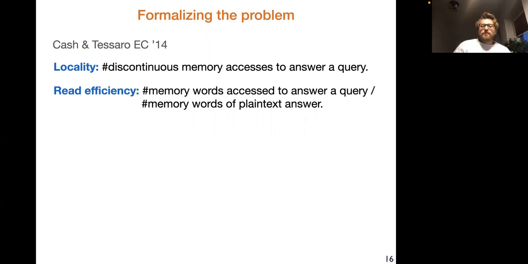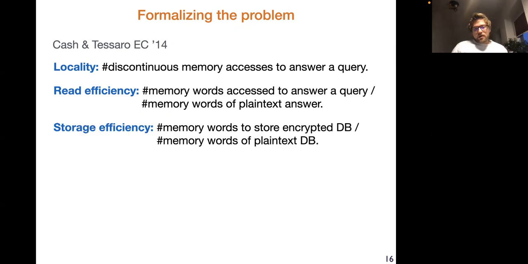So yeah, if both of these are low, then essentially you have very good memory efficiency, because then you read close to the minimum amount essentially. And then lastly, we never want to forget about storage efficiency, because later on we might store quite a lot of data on the server, and then we of course want the bare minimum of storage required to store our encrypted database.